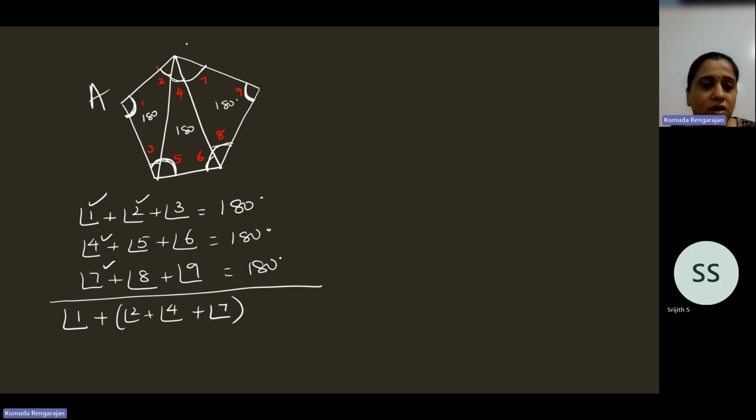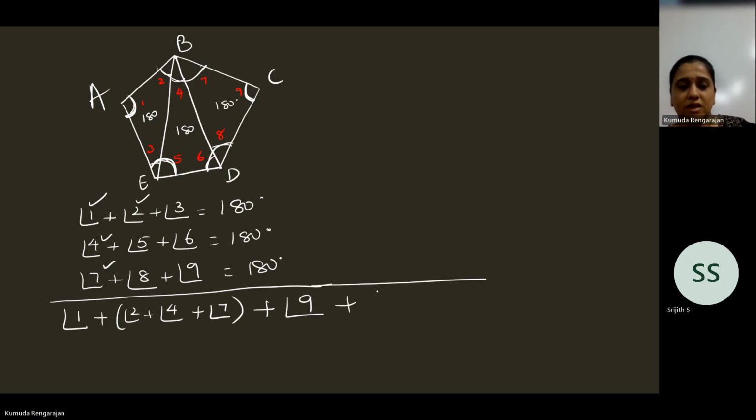Okay, if I mark this A, B, C, D, E. Okay, angle A is angle 1, correct? Angle A is angle 1. Now I want to get angle B. What is angle B made up of? 2, 4, and 7. So I've grouped them. Then what is angle C? Angle 9. Then what is angle D? Angle 8 plus angle 6. And what is angle E?